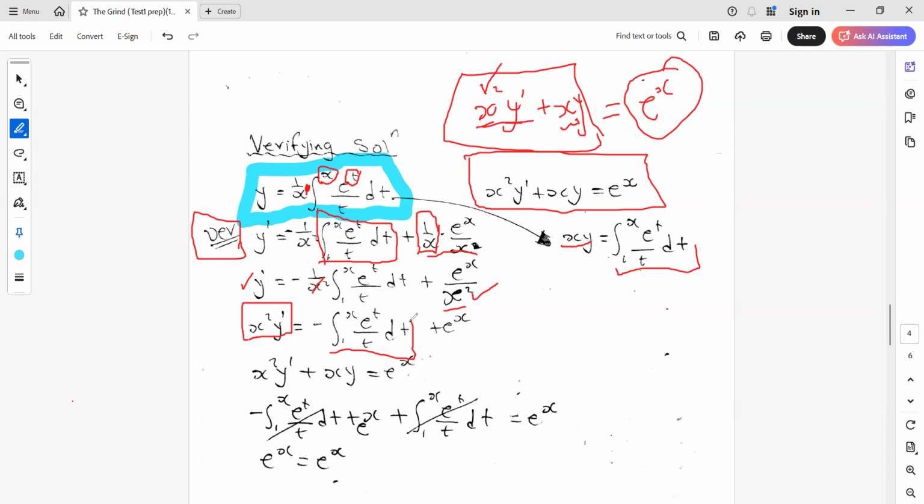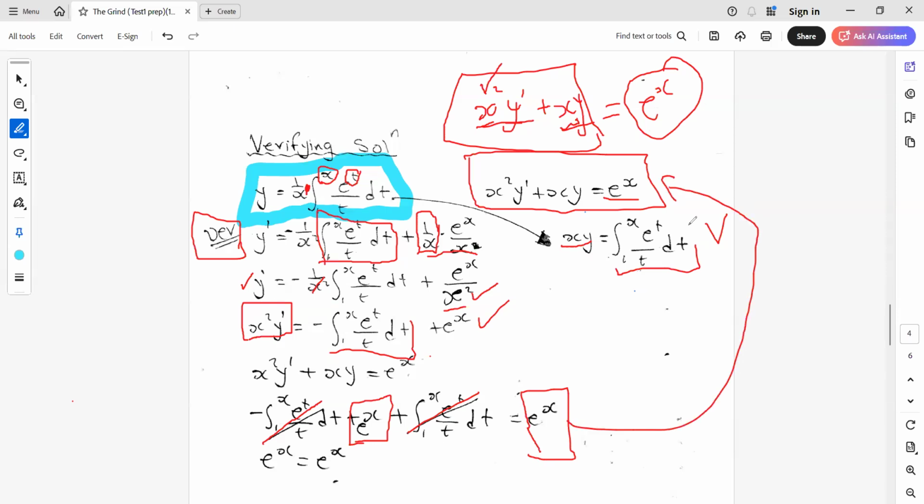Because I've got the first part, which is this part. I've got the second part, which is this part. When I add it, is it going to be equal to e to the power x or not? So when you add that, you will see that it's going to cancel out. These integrals are going to cancel out because we've got negative and we've got positive. Now, the only thing that's going to be left is your e to the power x, which is equal to the thing that you were trying to verify, that e to the power x. It's just pretty simple as that.